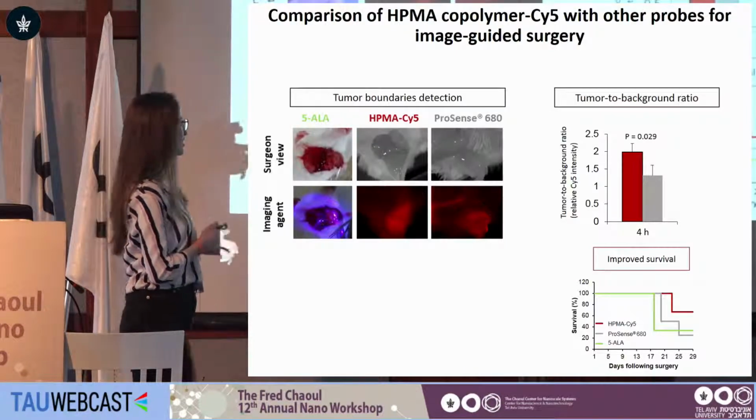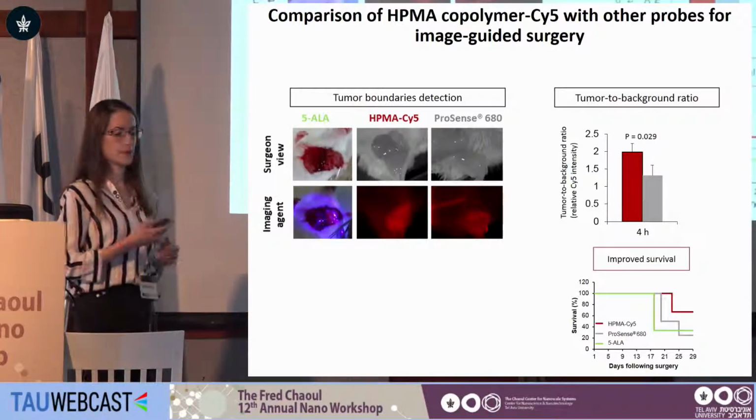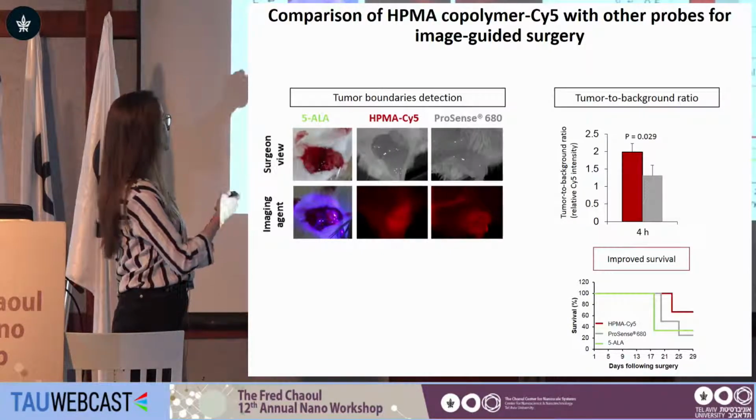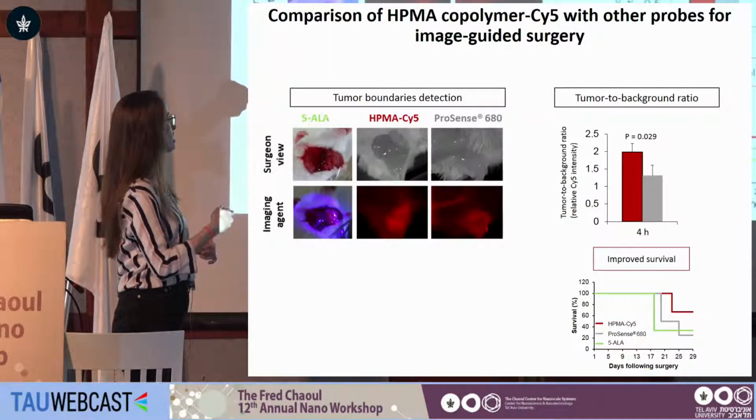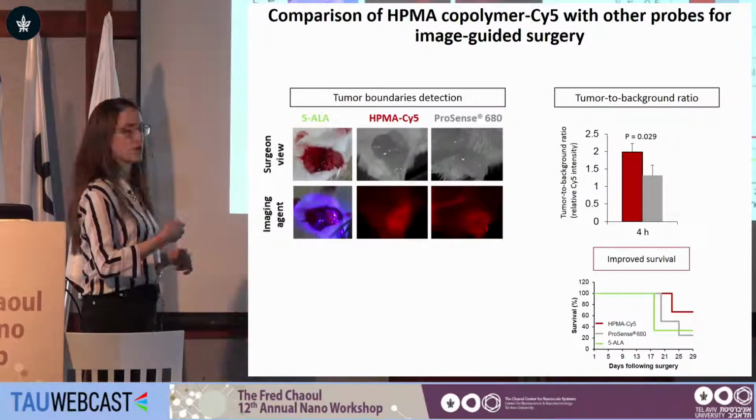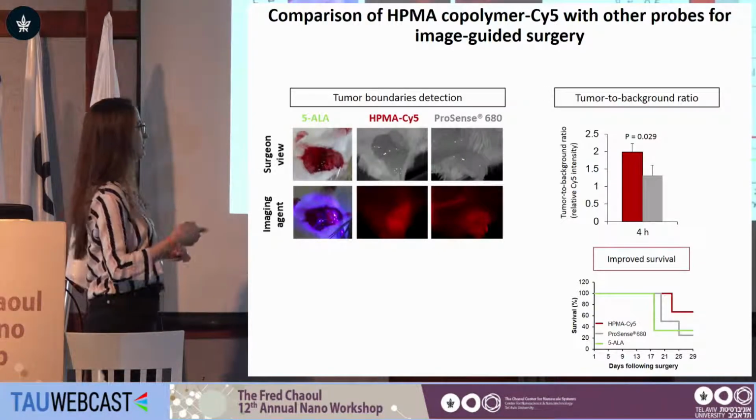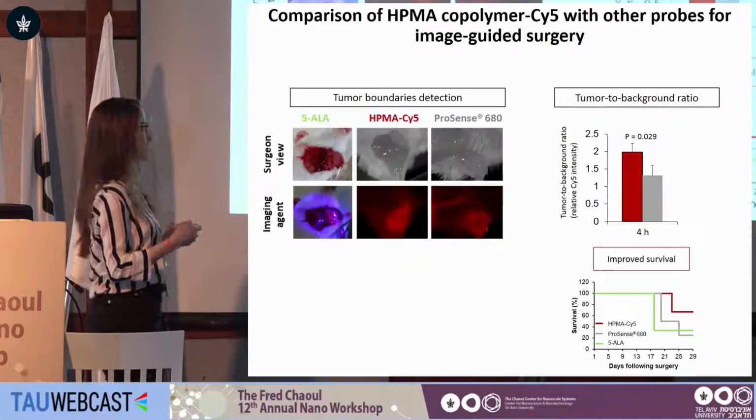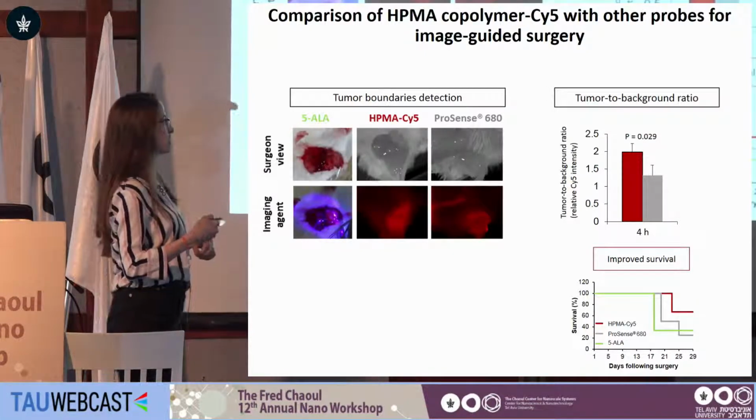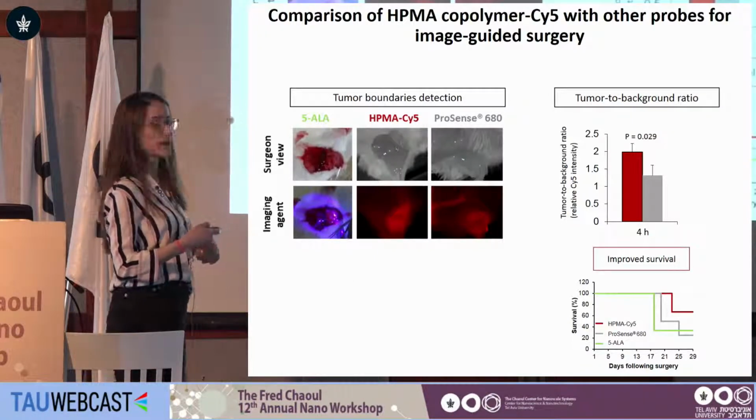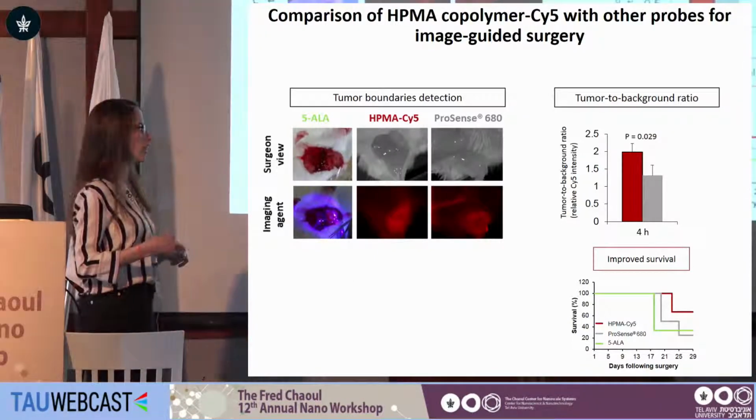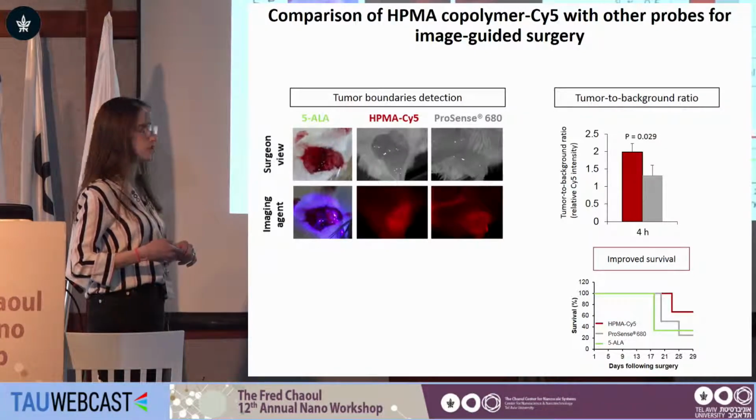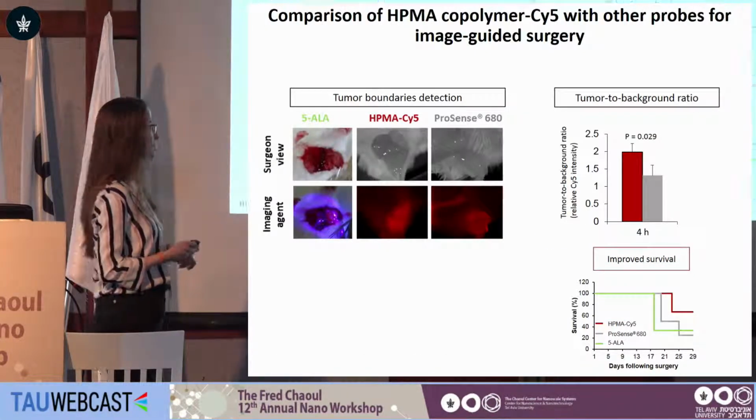And finally, an important comparison that we did was to evaluate the tumor to background ratio of our probe against FDA-approved 5-aminolevulinic acid and ProSense, which is a polymeric system commercially available. And we were happy to find that the tumor to background ratio was higher for our system, and also the mice treated with our turn-on polymeric probe survived for a longer time.